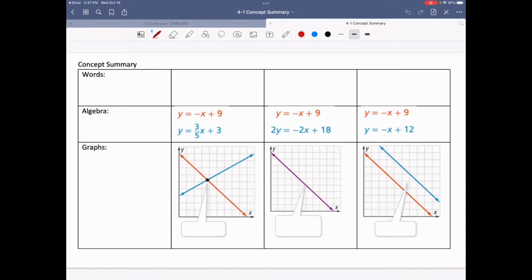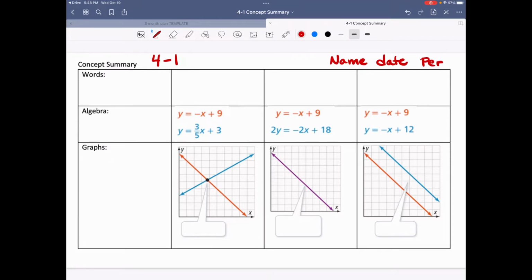Hello, algebra students. Please add to this little slip of paper that it is 4-1 and also put your name, date, period on this slip of paper.